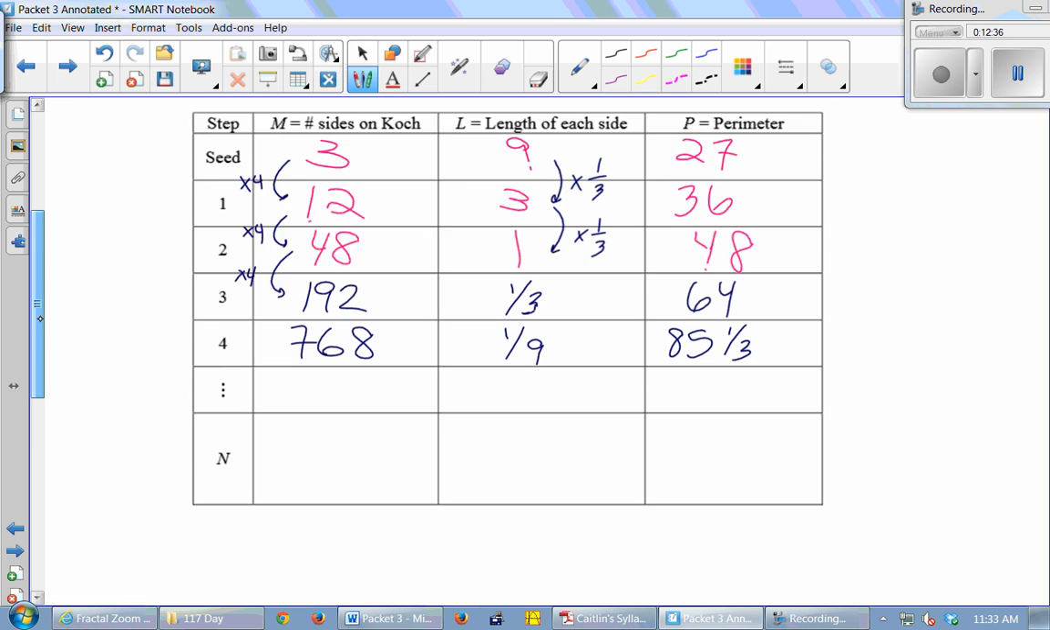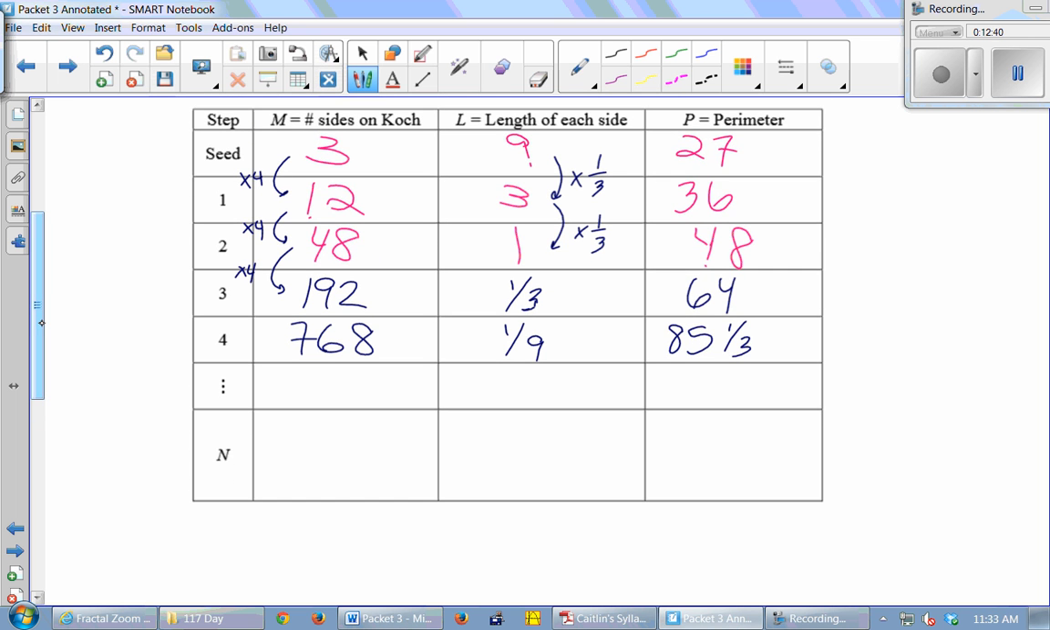Okay, so now I want to try to write a formula for M, for L, and for P. I can use recursive or explicit. We've been working with sequences and writing formulas for a while now. How could I write, say, an explicit formula for M? Yeah, Ryan? You start with a 3, and we're multiplying by 4 over and over again, n times, so we raise to the n. Good.